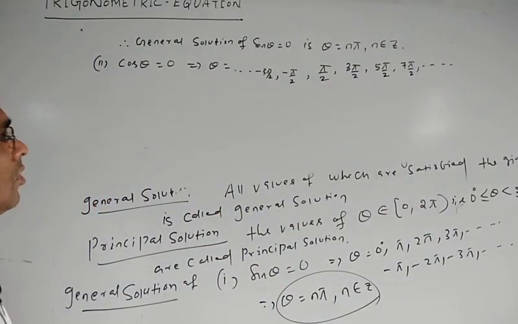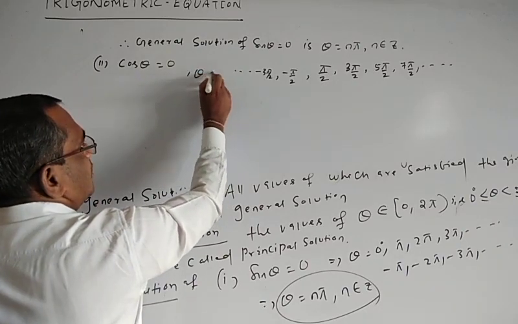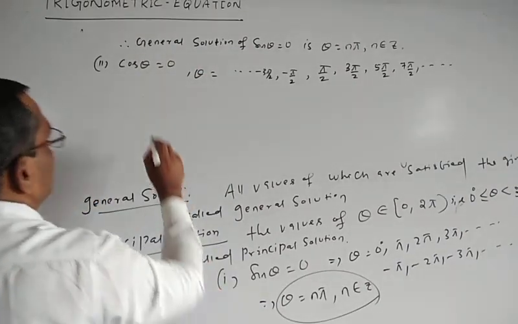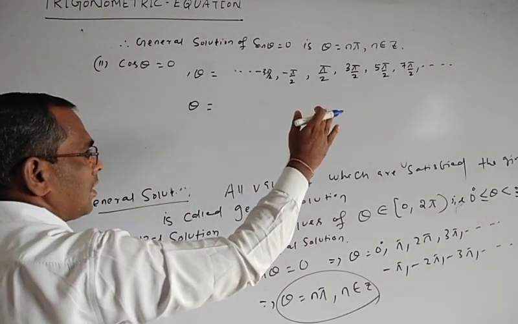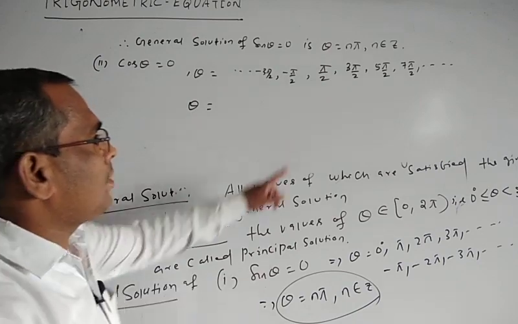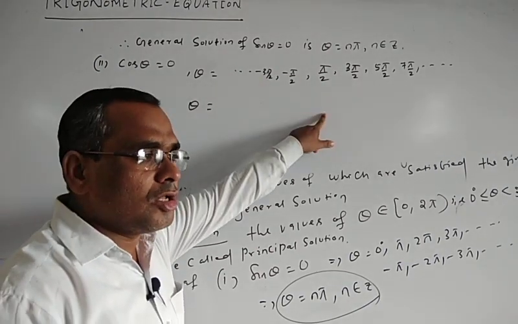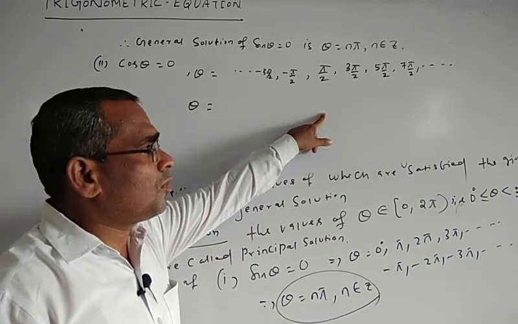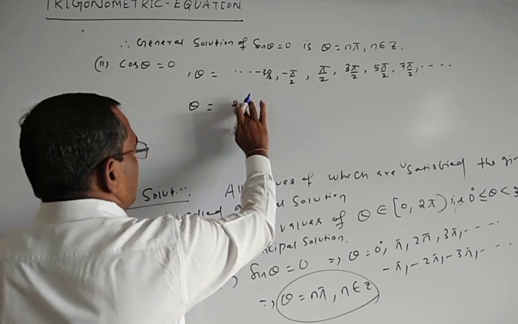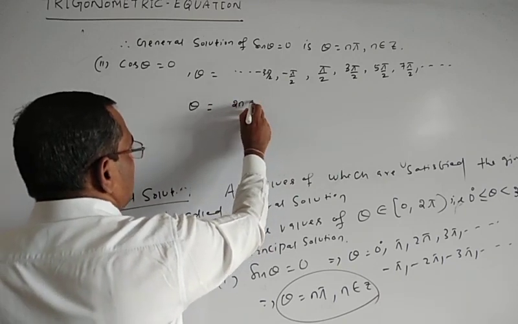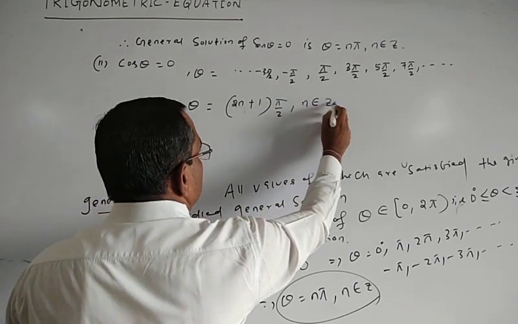Odd multiple of 90. So that implies theta is equal to pi by 2, 3 pi by 2, 5 pi by 2, 7 pi by 2. Here minus pi by 2, minus 3 pi by 2, minus 5 pi by 2. So its general form is 2n plus 1, an odd multiple of 90. So odd multiple of 90 means this can be written as 2n plus 1 into pi by 2, where n belongs to the set Z.